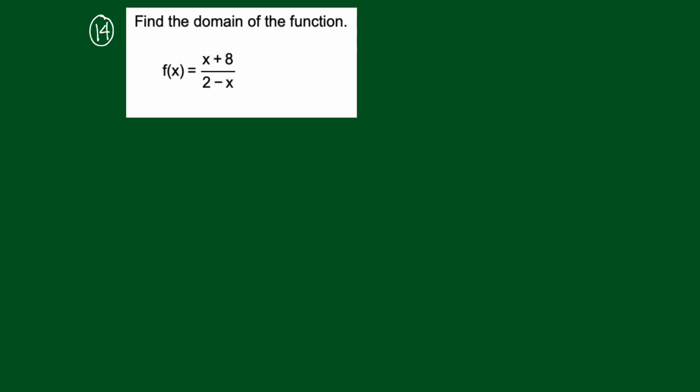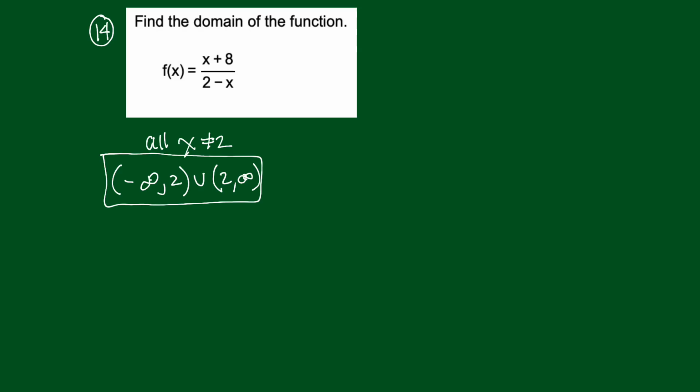Now, I could write it like this, okay? I could say all x not equal to 2. That's one way to say it, but we want interval notation. So I'm going to go here. Negative infinity all the way up to, but not including 2, or the union sign, starting after 2 all the way to positive infinity. That, I think, is the domain here.